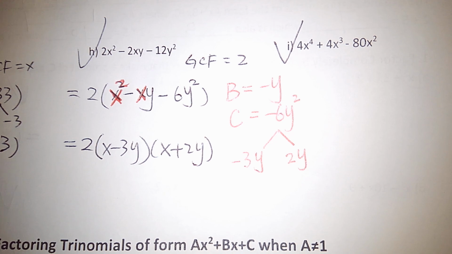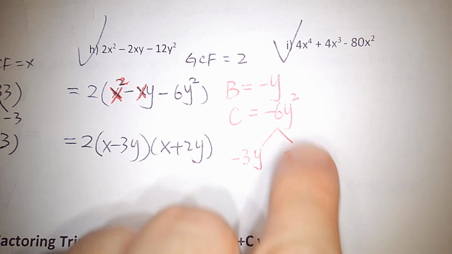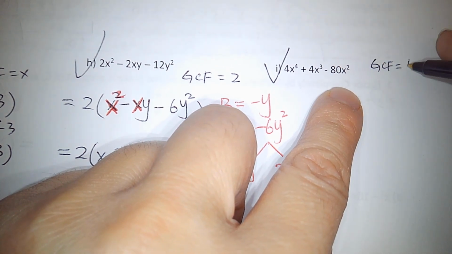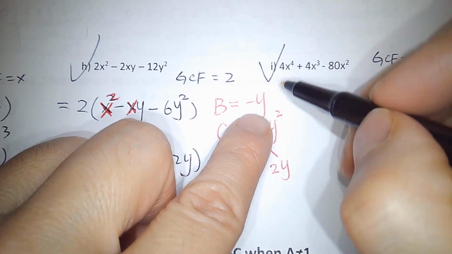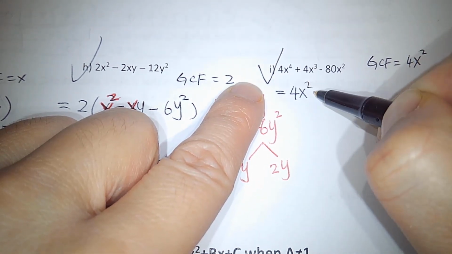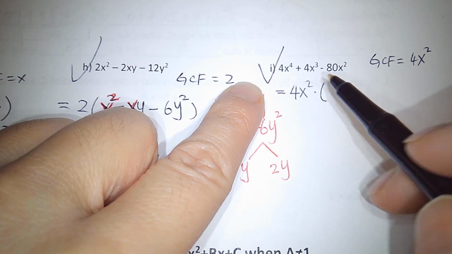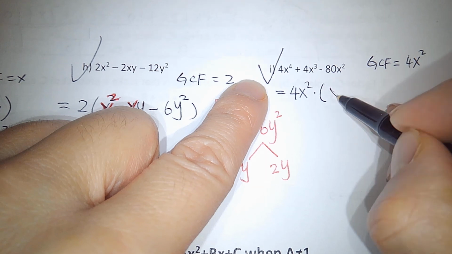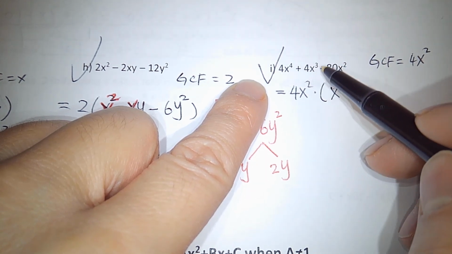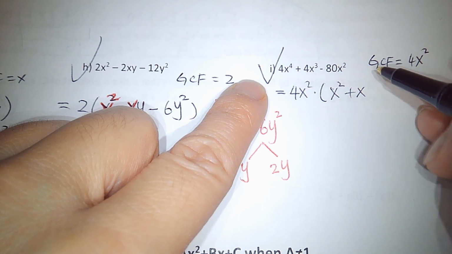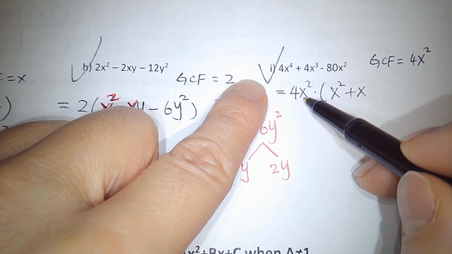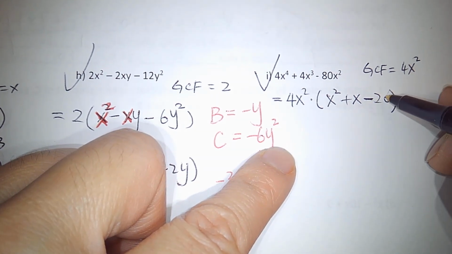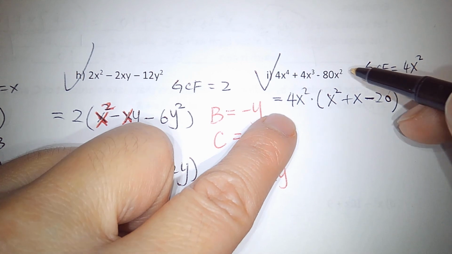Greatest common factor? 4x squared, right? So the GCF is 4x squared. So factor out the 4x squared. Let's see what we have for the first term. 4x to the 4th power divided by 4x squared gives us x squared, right? 4x cubed divided by 4x squared gives us x. Negative 80x squared divided by 4x squared gives us negative 20, right?